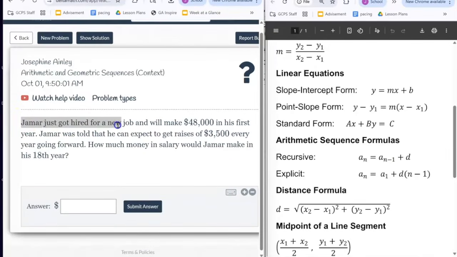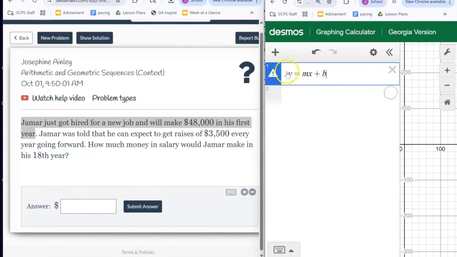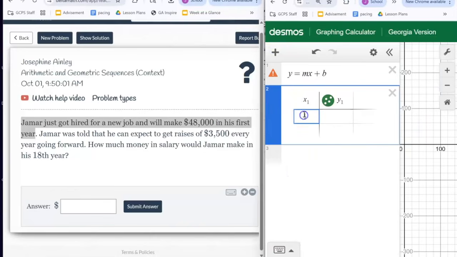All right, Jamar just got hired for a new job and he'll make $48,000 in his first year. Okay, again, because it says first year, this is also a sequence one. Also, they're mostly just sequences. All right, so again, if it's a sequence one, we're going to put it in so we can see what it is. My first year, number one, is going to be 48,000.